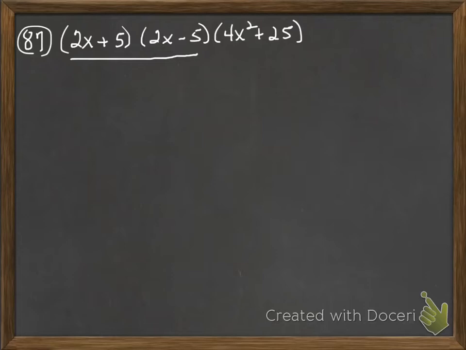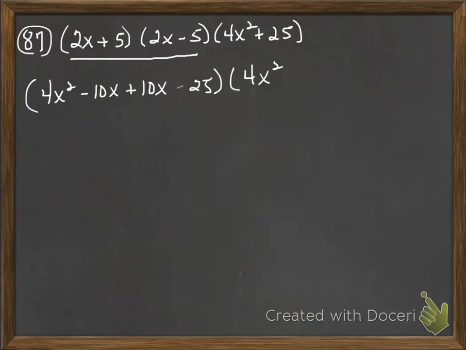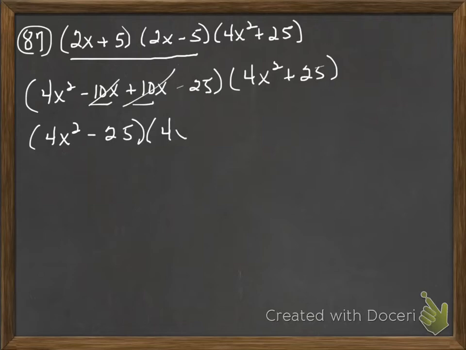Very similar to what you rationalize the denominator with if you have a radical in the denominator. They're the same exact binomials except the signs are different. So when we multiply conjugates together, the two middle terms are always going to cancel. So we get 4x squared minus 10x plus 10x minus 25. Keep that in parentheses. Bring down that third binomial. So the 10x's are going to cancel, and then I'm left with 4x squared minus 25 times 4x squared plus 25.